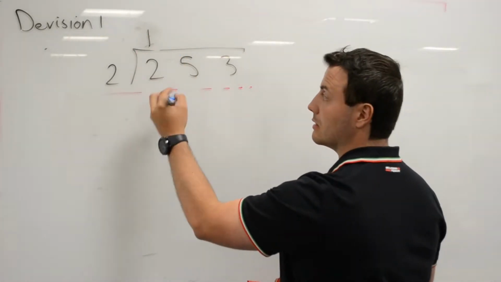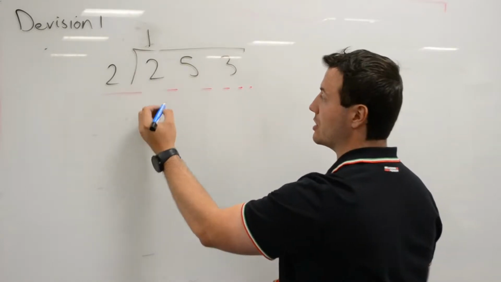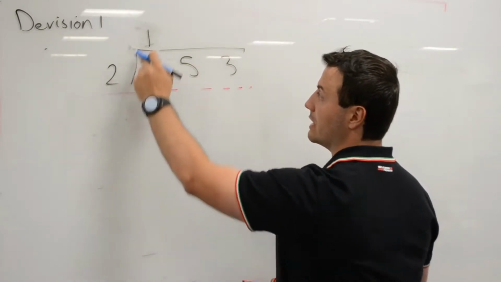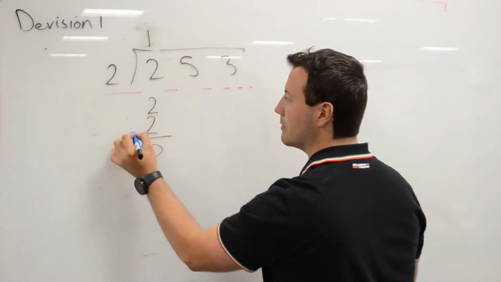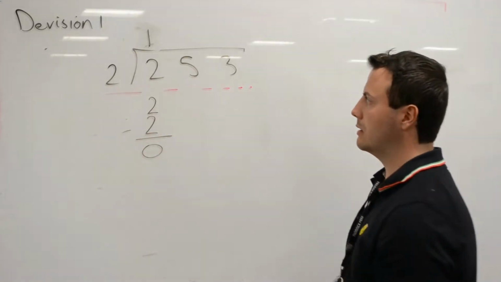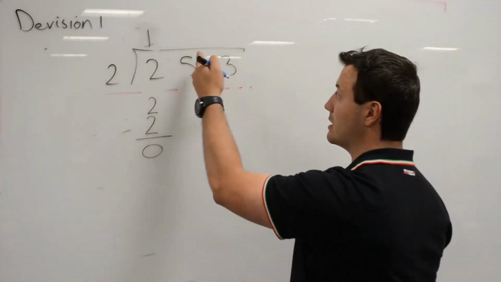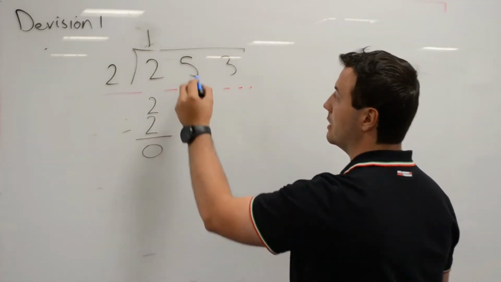So it's the 2 in the question that gets brought down first, and then it's 1 times 2 is 2, and then you calculate your remainder to be 0. You take them away from each other. So those are the hundreds columns. Now we're going to the tens. Bring the 5 down.